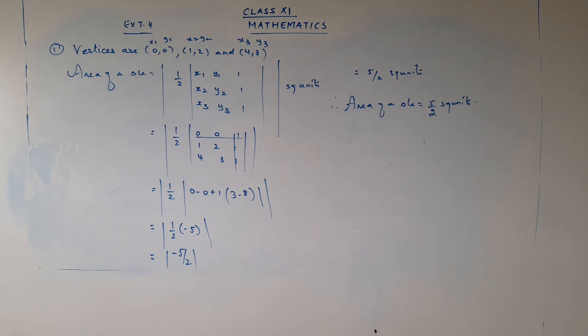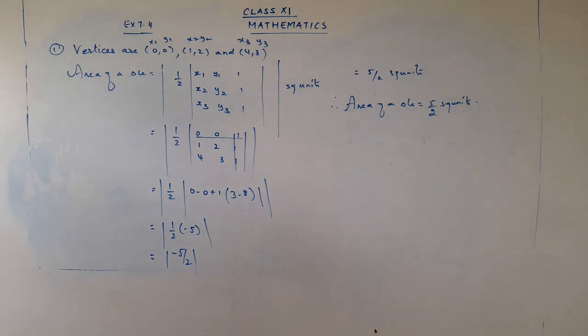I hope you are clear with the formula. What is the formula for the area of a triangle? The modulus of half of the determinant of x1, y1, 1, x2, y2, 1, x3, y3, 1. You just substitute the values. The first element is 0, so whatever you multiply with 0, you get 0. The next element is again 0, so you will get 0. The last one is 1, so you just leave the corresponding row and column.